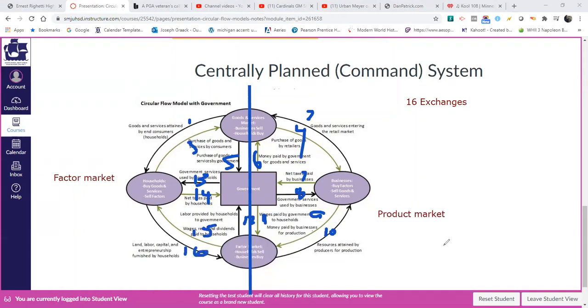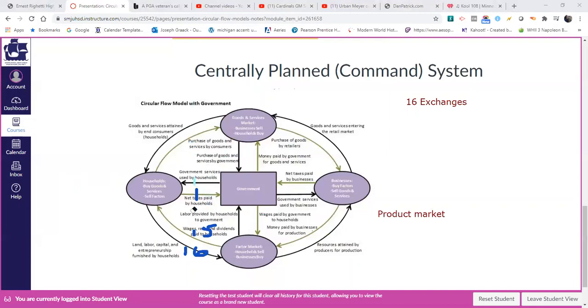So we've got all of those exchanges taking place in our command system. And that's because when you look at this, the government is involved in everything that goes on. The government is the one that decides what resources are going to be used, how they're going to be used, and then how we're going to, or who is going to get the finished goods and services after we determine what is best. Are there any questions on that?